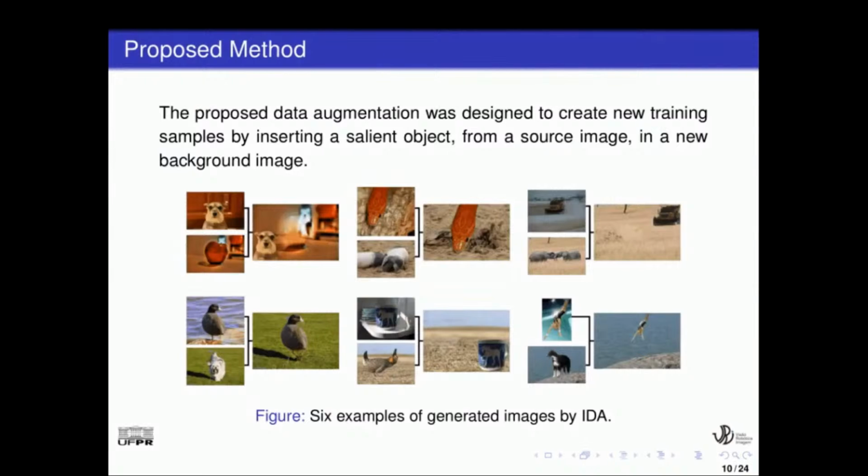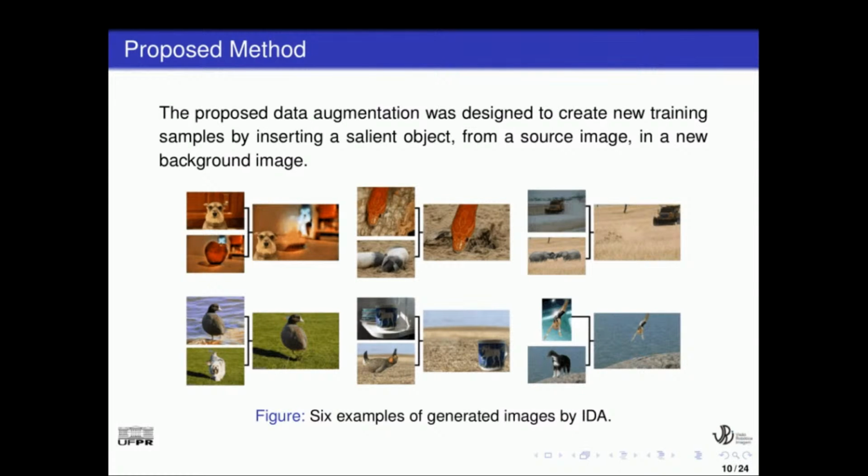To overcome this issue, we propose a data augmentation technique that can approximate a source distribution of size and position to a target distribution. Our proposed method was designed to create new training samples by inserting salient objects from a source image in a new background image created by a process called image inpainting.